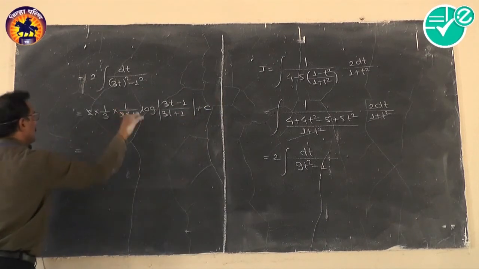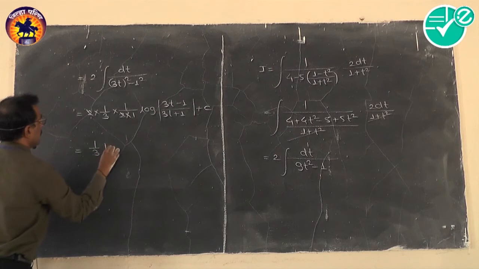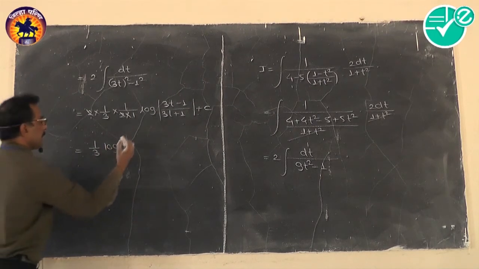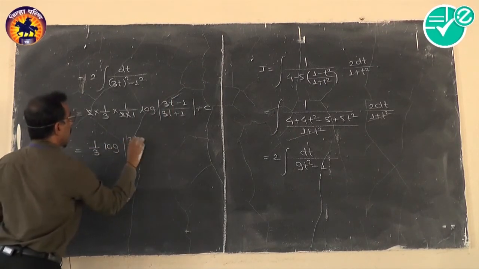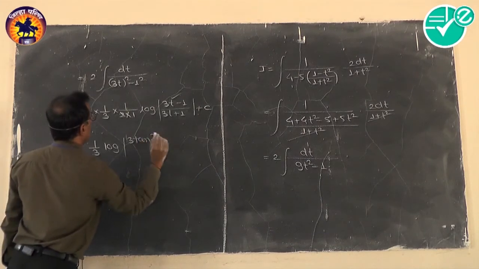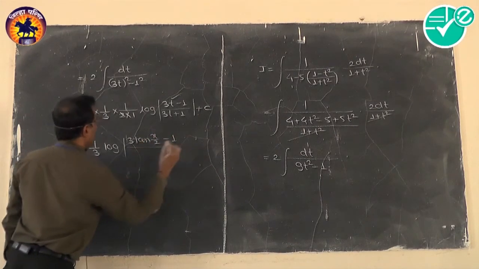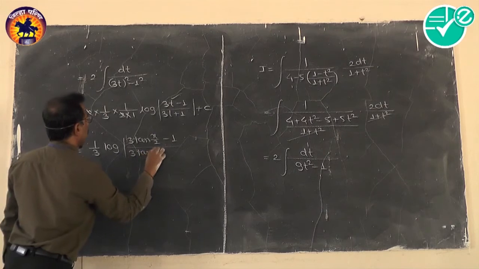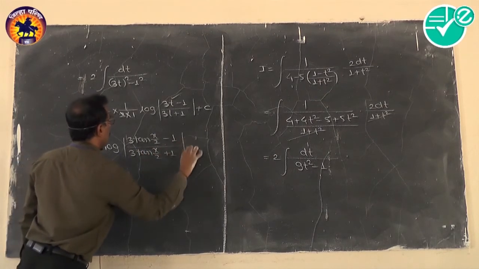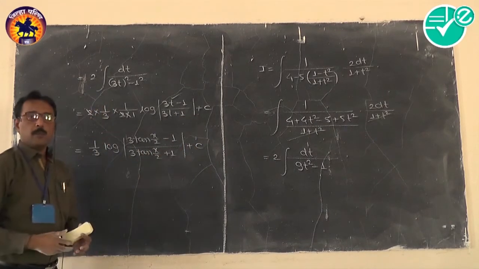So these 2 and these 2 get cancelled. It is 1 by 3. It is your prime duty to write t now. What is this t replaced by? In the current problem, t is replaced by tan x by 2. So it is log of 3 tan x by 2 minus 1 upon 3 tan x by 2 plus 1, and very lastly it is plus c.